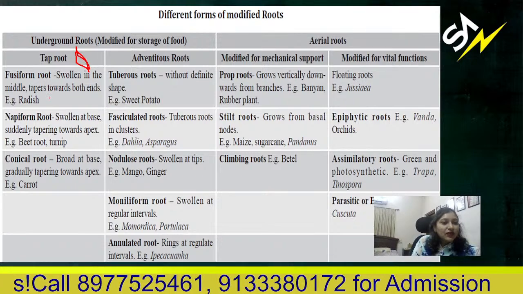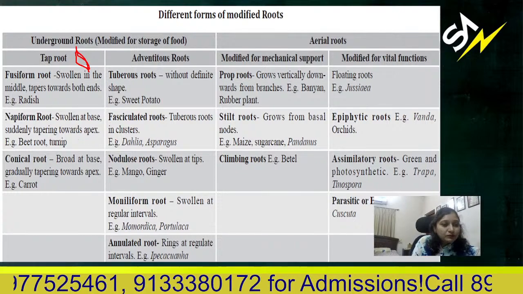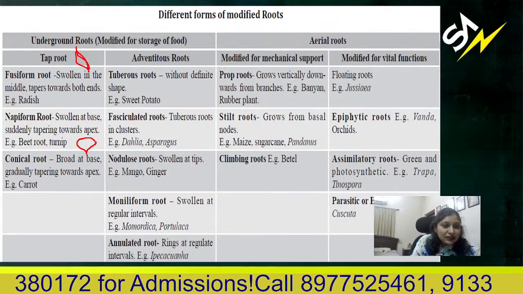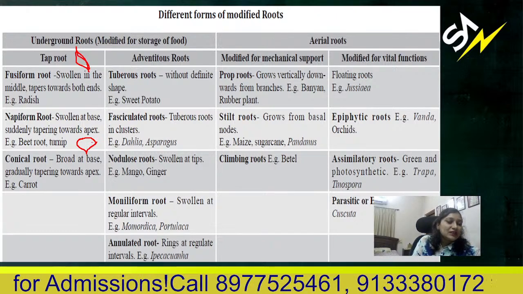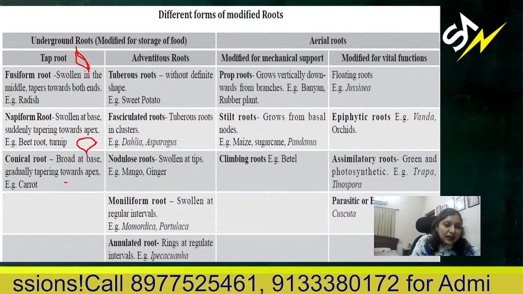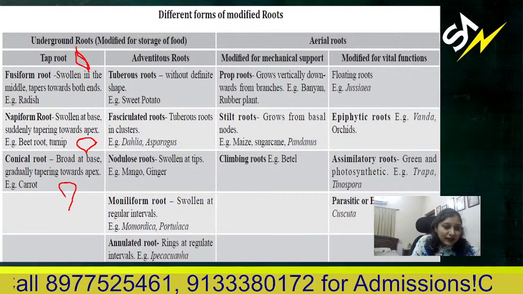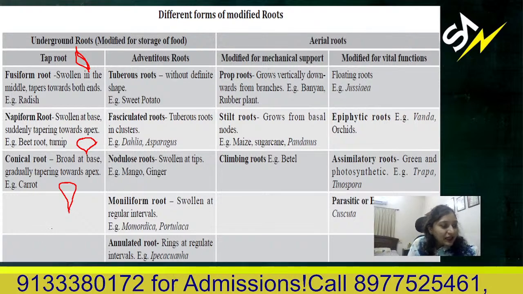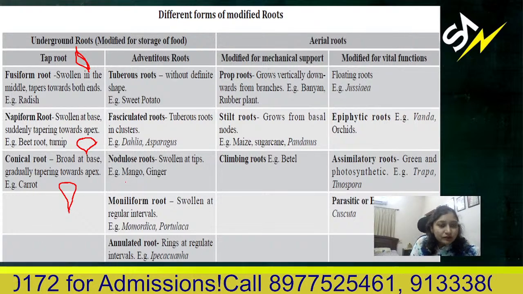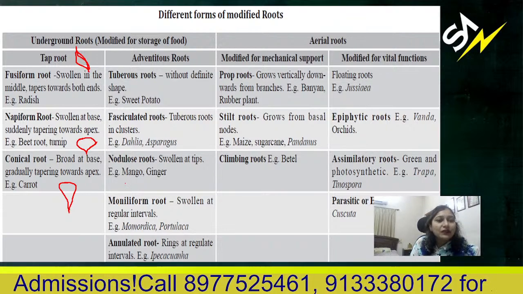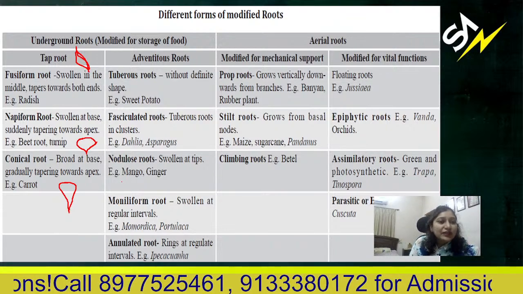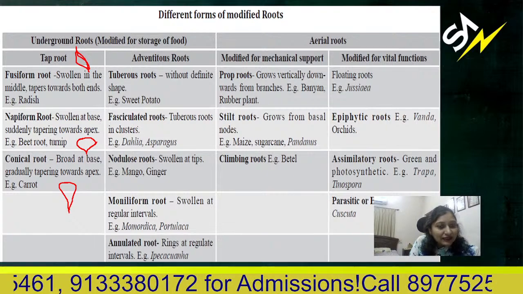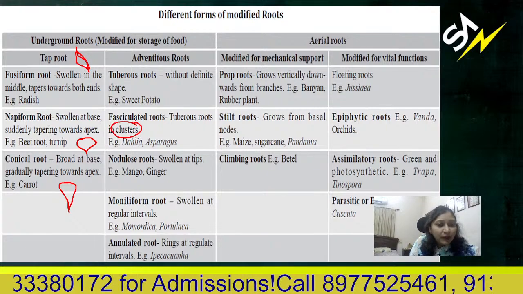Example is radish, fusiform root. Napiform, like beetroot, swollen at the base and suddenly tapering at the apex region. This is known as napiform root. Then conical, like carrot, broad at the base and gradually tapering toward the apex. Then modification of adventitious root: tuberous root without definite shape, like sweet potato. Fasciculate root is also tuberous root but in clusters. Examples are dahlia and asparagus.